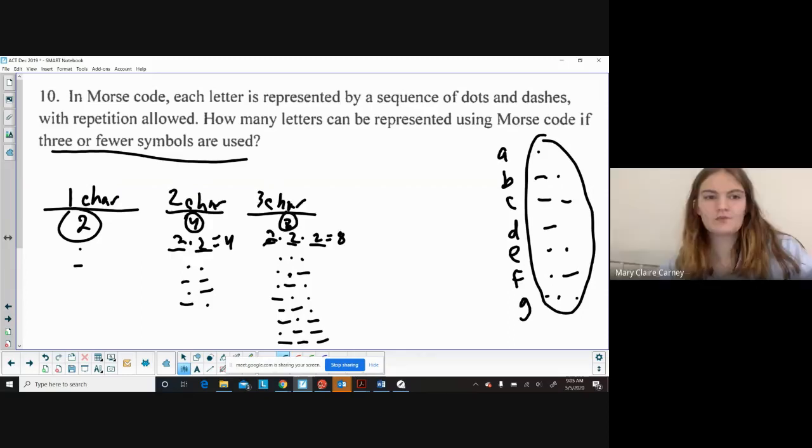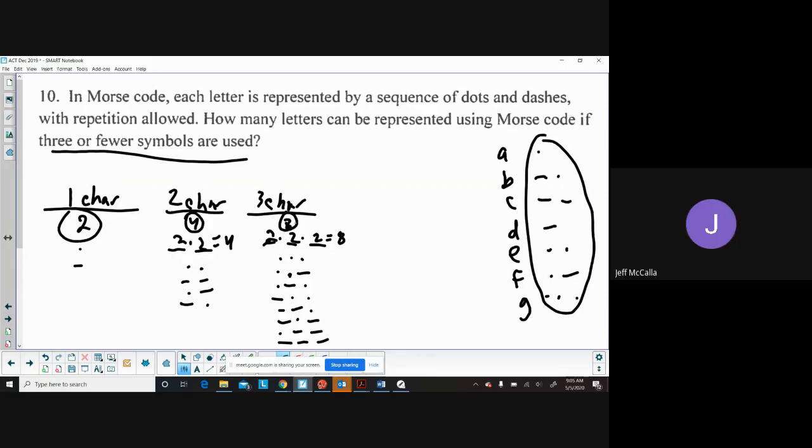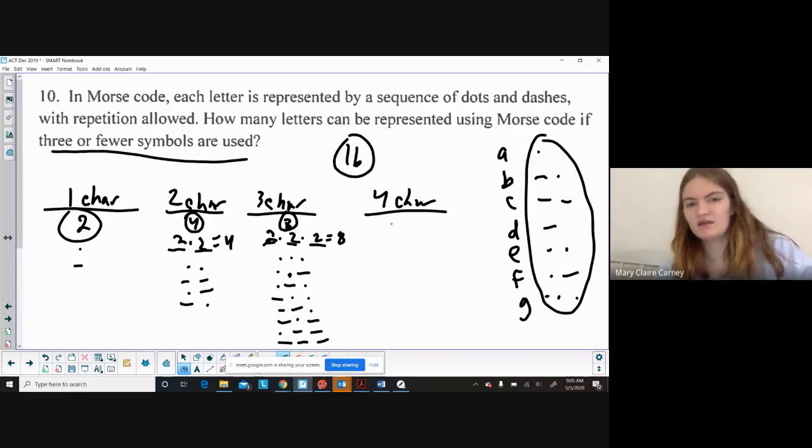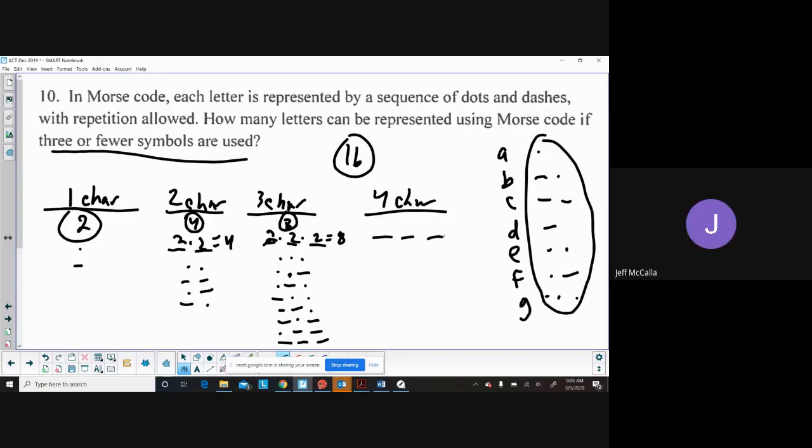That makes sense. So there's a total of 2, 4, and 8, so 16. There are 16 different letters that could be used. Just for fun, how many 4-character letters could there be? 16, 2 times 2 times 2 times 2. So it'd be 16 of those.